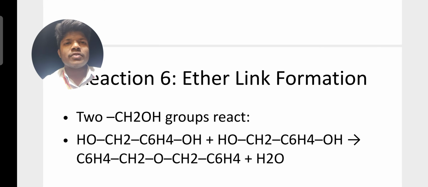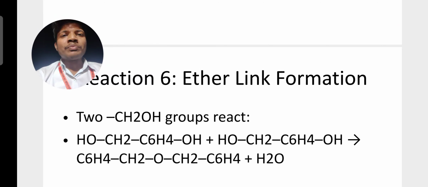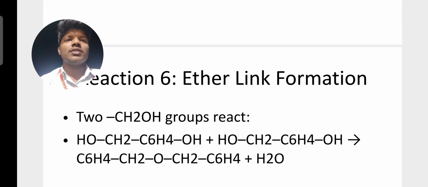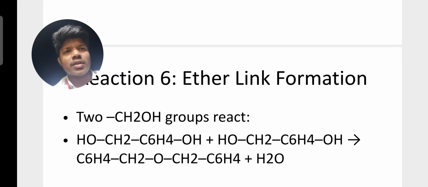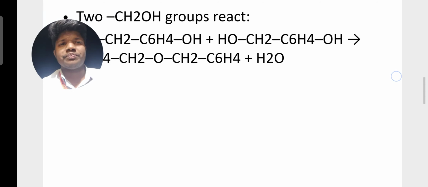Reaction, ether link formation. Two CH2OH groups react: OH bonded to CH2 bonded to C6H4 bonded to OH plus OH bonded to CH2 bonded to C6H4 bonded to OH gives C6H4 bonded to CH2 bonded to O bonded to CH2 bonded to C6H4 plus H2O. Here also an H2O molecule is eliminated.